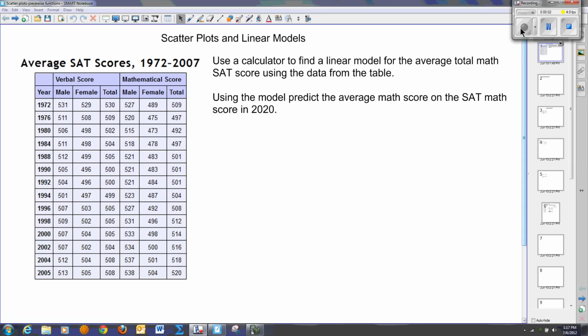So today we're going to look at scatter plots and how to graph what we call piecewise functions. We'll start with the scatter plots. It involves using your calculator, so make sure you've got that out.